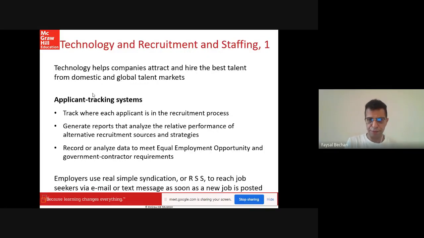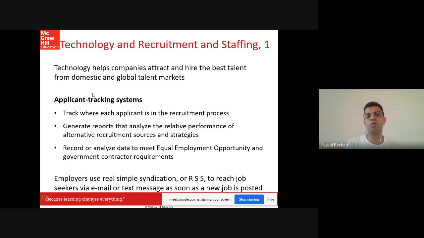Technology helps companies attract and hire the best talent, from domestic and global markets. You're aware of these job searching and job tracking tools. An applicant tracking system tracks where each applicant is in the recruitment process. So somebody applies, and they will track it, or see whether you're losing the person or you need to speed up. It also generates reports that analyze the relative performance of alternative recruitment sources and strategies.